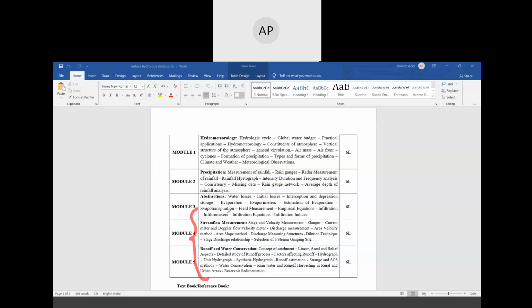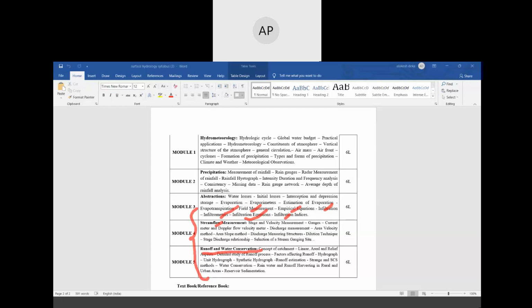From evapotranspiration, field measurement, empirical equation, infiltration, infiltrometers, infiltration equation, and infiltration indices. After that we have stream flow measurement, gauges, and then runoff and water conservation: how water can be conserved in urban areas and rural areas. What is unit hydrograph? What is synthetic unit hydrograph? Runoff estimation.